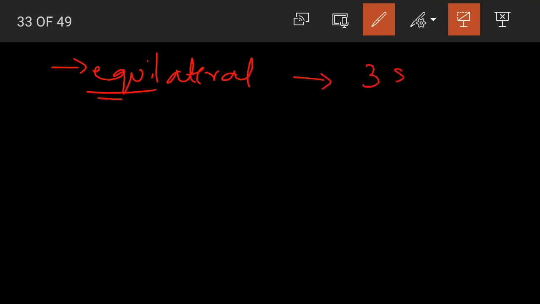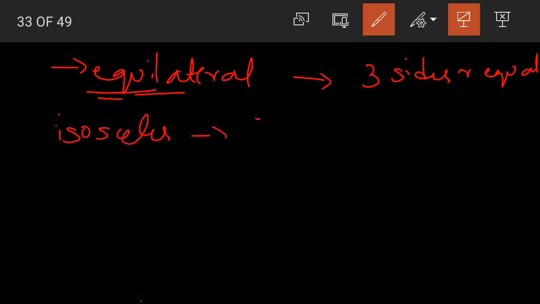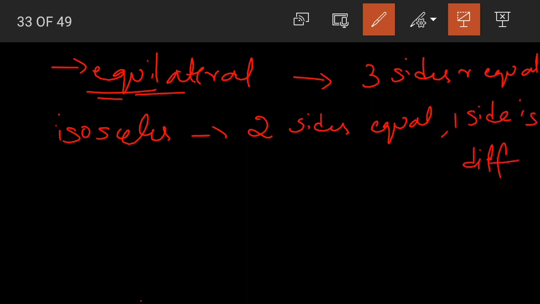The first one is equilateral. Yes, just by the name we can say equi means equal. A triangle has three sides, right? So when all the three sides of a given triangle are equal, then we call it an equilateral triangle. Now next, coming to isosceles triangle. Isosceles triangle is nothing but a triangle where two sides are equal and one side is different.